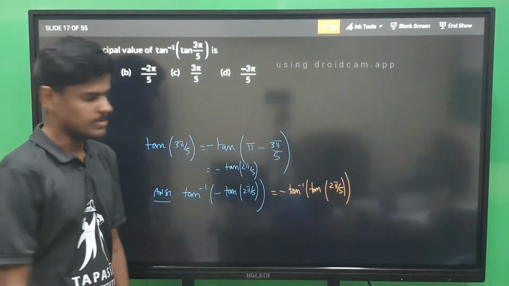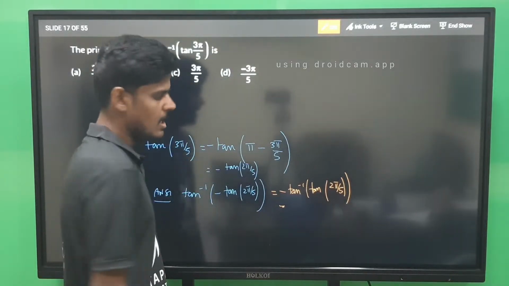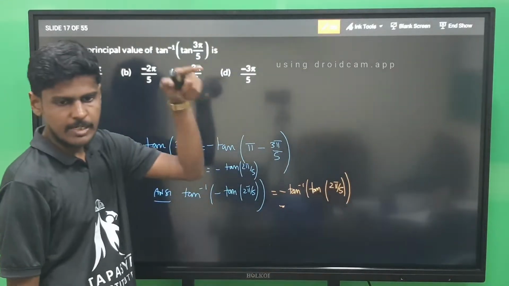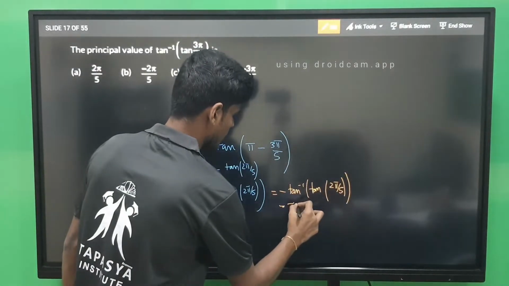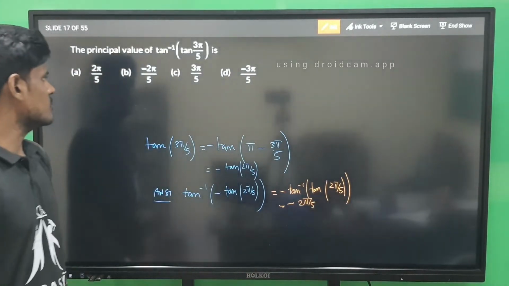And now what is the value, students? This is nothing but tan inverse tan, this will get cancelled, and 2 pi by 5 lies in the interval minus pi by 2 to pi by 2. So this is minus of 2 pi by 5. So what is the correct answer, students?